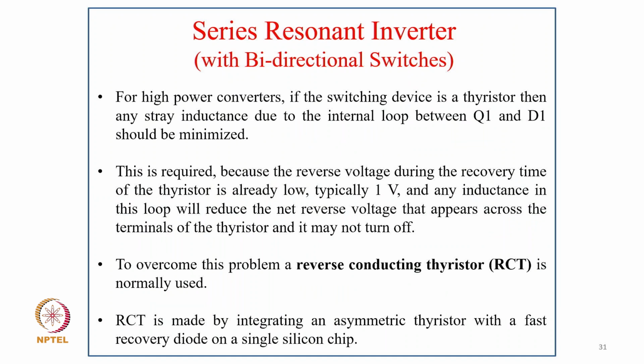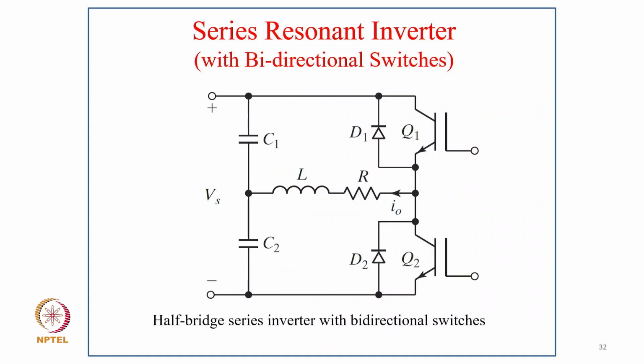So for high power converters, if the switching device is a thyristor, then any stray inductance due to the internal loop of Q1 and D1 should be minimized. This is required because the reverse voltage during the recovery time of the thyristor is already low, typically 1 volt, and an inductance in the loop reduces the net reverse voltage that appears across the terminals of the thyristor, and it may not be turned off. To overcome this problem, a reverse conducting thyristor is normally used. So an RCT is made by integrating an asymmetric thyristor with a fast recovery diode on a single silicon chip.